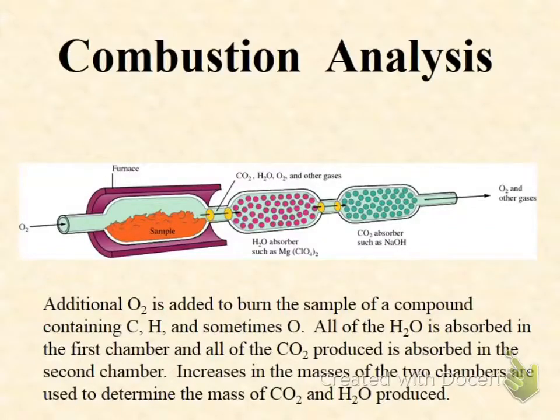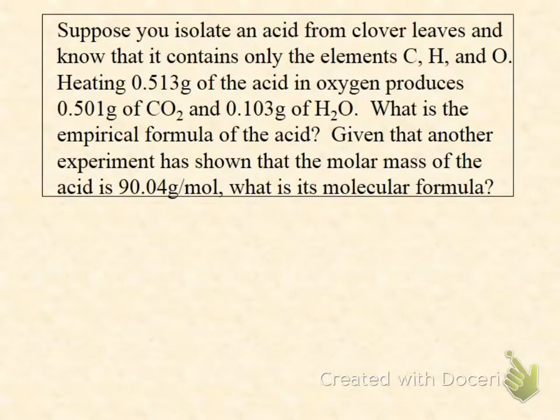Okay, so combustion analysis. We have this compound that we know contains carbon, hydrogen, and oxygen. If we heat 0.513 grams of this compound or this acid, we get 0.501 grams of CO2 and 0.103 grams of H2O. It wants to know the empirical formula. And then the second part gives us its molar mass and wants to know its molecular formula.